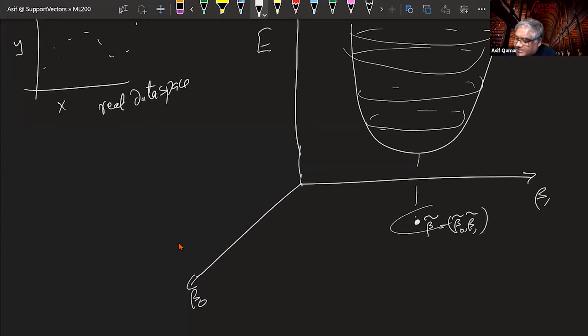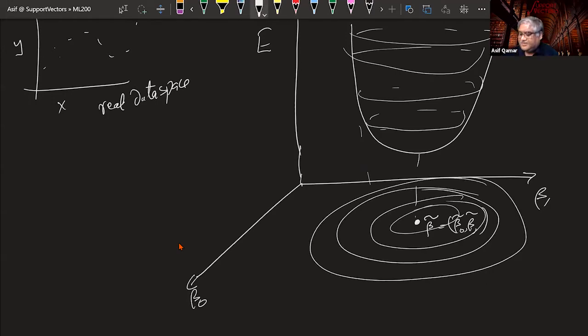And these things, they form contour lines. If you project down, there are these contour lines in this hypothesis space. So if you start with some random point, you will have to find a path going to this. And this journey is your journey of gradient descent.